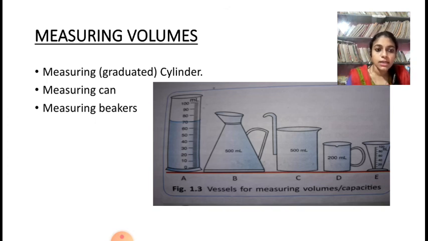And next, B is the measuring can, and C, D and E are the measuring beakers. 500 ml, 200 ml, all these have a definite volume. So using these vessels, we measure the volumes of liquids.